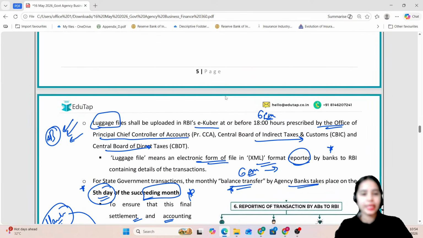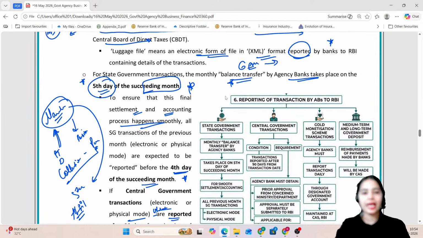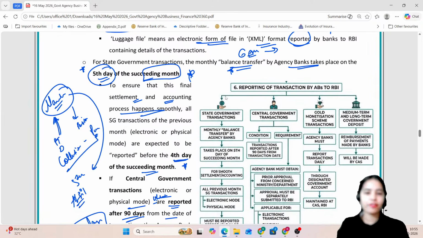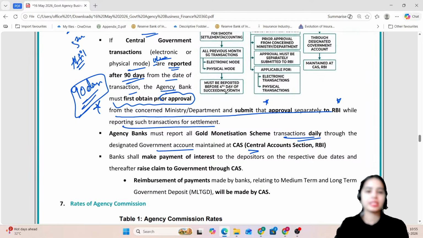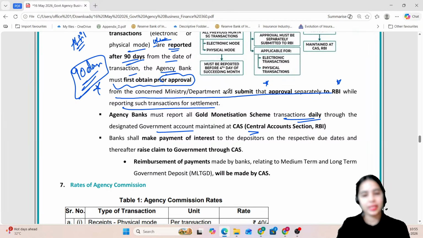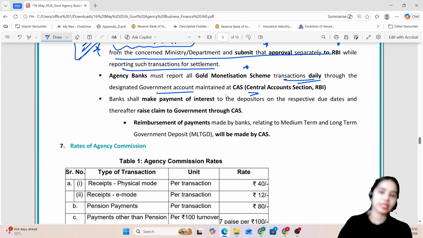Next, we discussed that the scroll files, or the electronic form of the files, have to be reported by the banks to RBI on a daily basis at 6 p.m. if the files are related to customs, direct taxes and indirect taxes. State government transactions must have the balance transfer by the 5th of the succeeding month. If the central government transactions are reported after 90 days, approvals have to be taken because this is a delayed reporting. Agency banks must report all gold monetization scheme transactions daily.